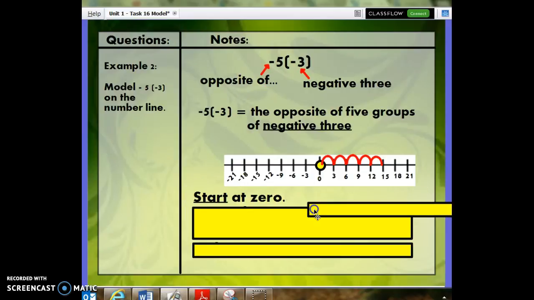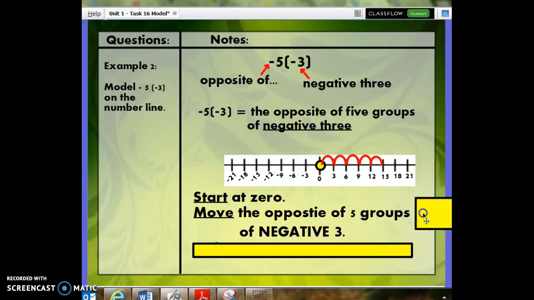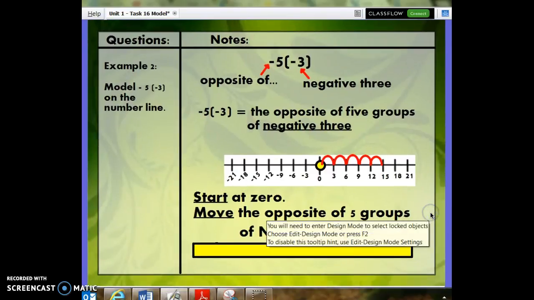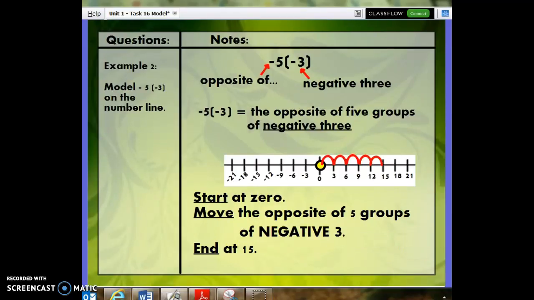But let's just review. Remember, you start at 0, and then you move the opposite direction of 5 groups of negative 3. And let's change that so it's spelled right. Opposite, there we go. Groups of negative 3. And you end at positive 15.